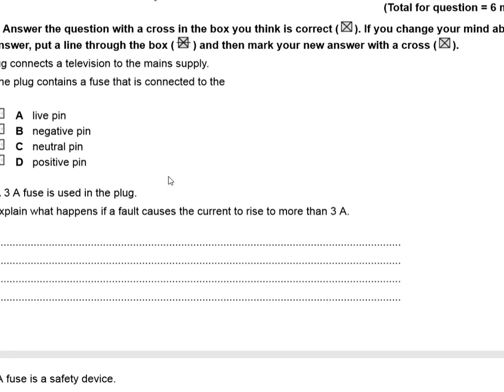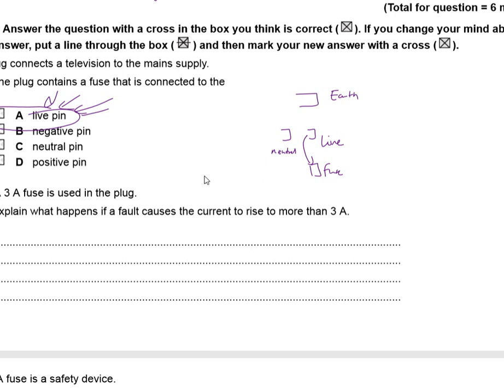Now here, there are 3 pins, remember, there are 3 pins. We've got the earth on top, we've got the live, and then we've got the neutral. Now the live is pretty much connected. This here is connected to a fuse, so therefore the answer is going to be the live wire in this case.